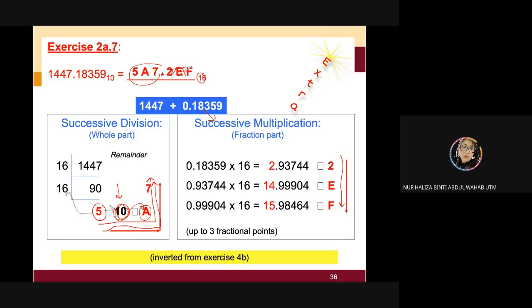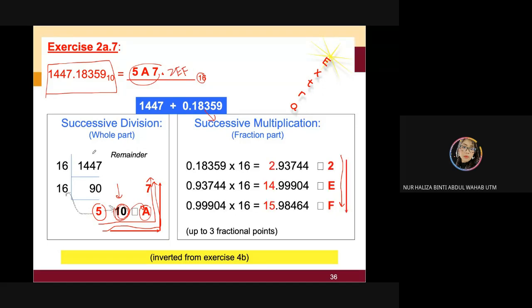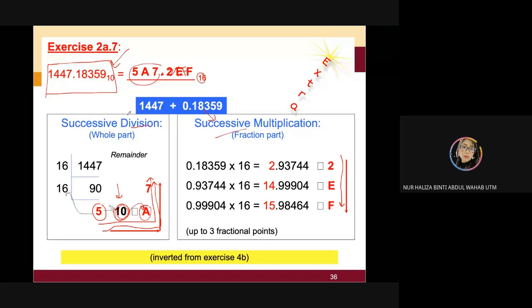This is the way if you are given both numbers. Of course, in a test and final exam, it's not going to apply only one. Of course, it's going to ask you two parts, which are successive division and also successive multiplication. Either in one question only or maybe in separate questions. So that is what you need to know. Any question before we can proceed?